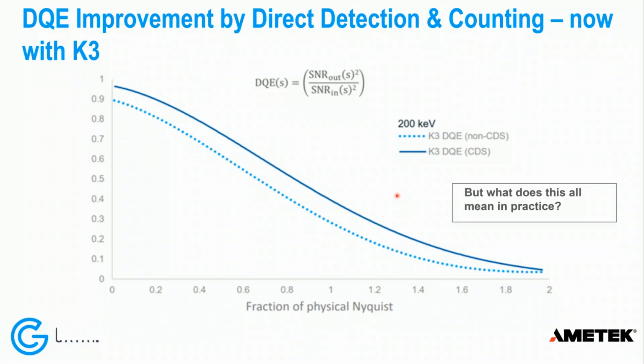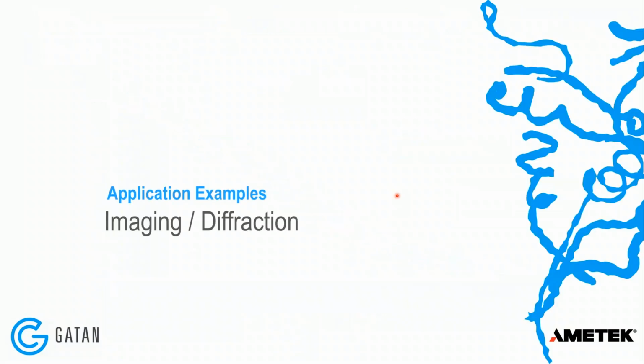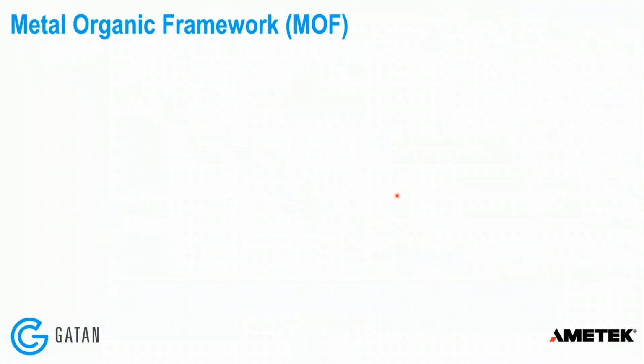Okay, but what does this all mean in practice? This is all nice specs and technical information, but what does it mean for our data? So we'll move on to the application examples. We'll start off with imaging and diffraction.